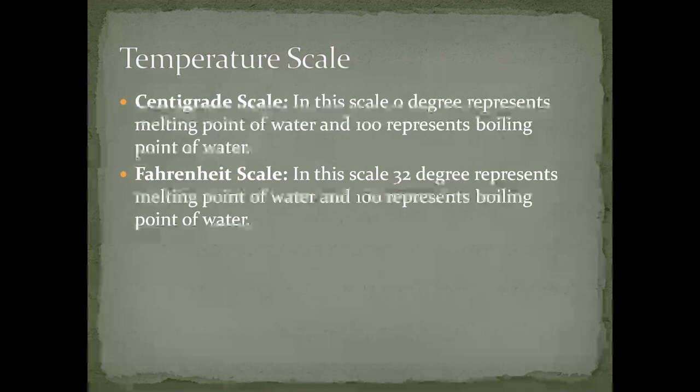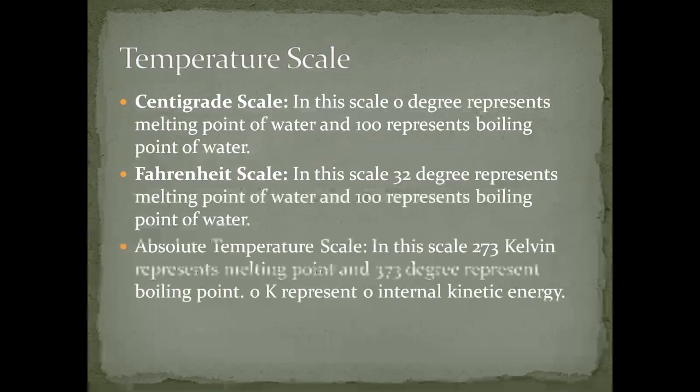And similarly, in the Kelvin scale, 273 Kelvin represents the melting point and 373 Kelvin represents the boiling point. I think it's more accurate to say 273.15 Kelvin represents the melting point, and similarly 373.15 represents the boiling point. Okay.